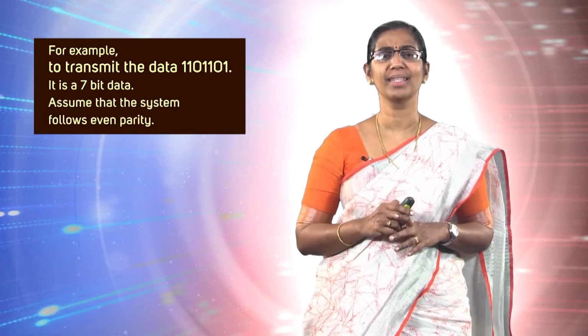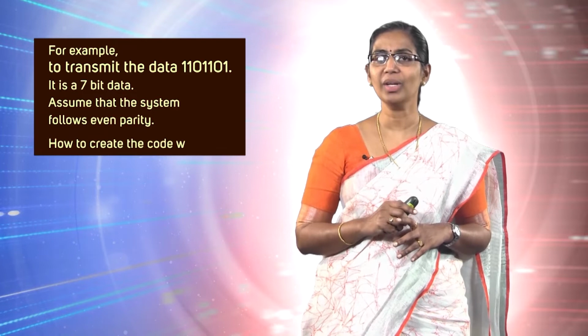Using odd parity code, we can detect an odd number of errors that occur in a data bit stream. For example, we need to transmit the data 110101. It is 7-bit data. Assume that the system follows even parity. How do you create the code word?